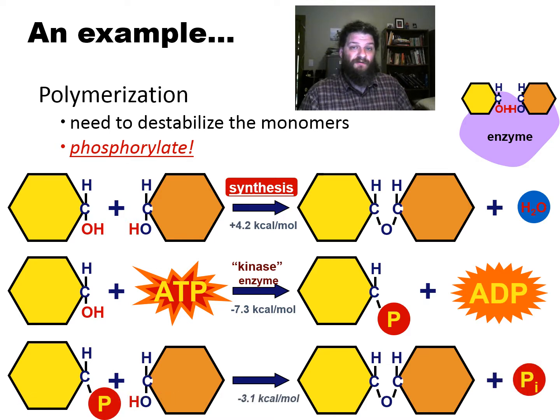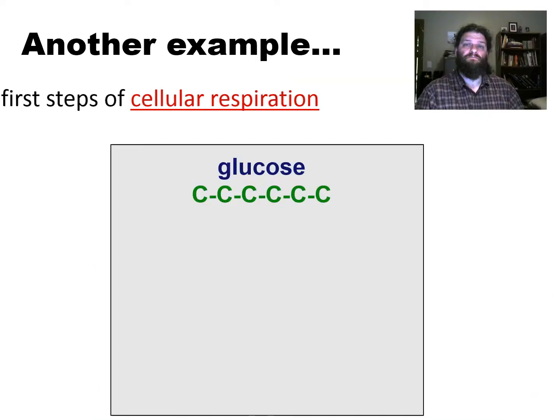I get a little phosphate, of course, and the difference, that 3.1 kilocalories per mole, is the chemical potential that is now locked up in that maltose molecule, so that when the maltose breaks apart, there's that chemical potential that can be transferred to some other chemical reaction.